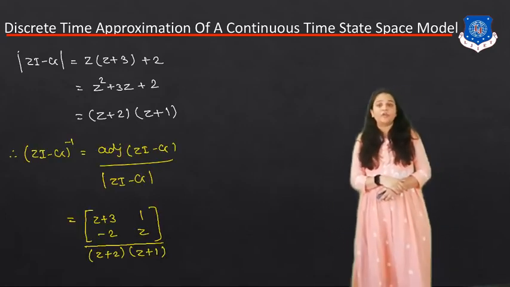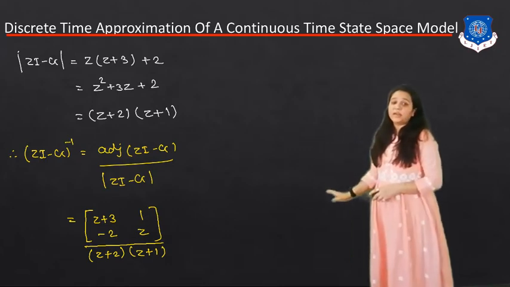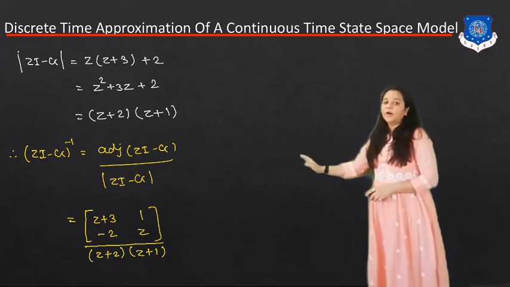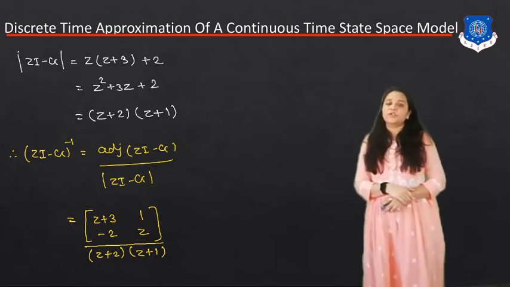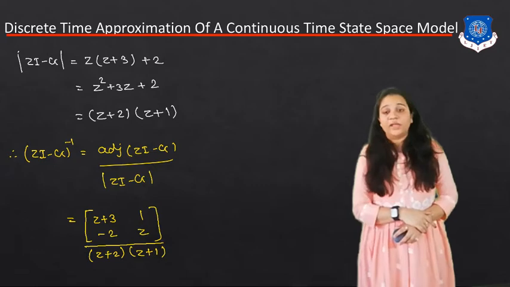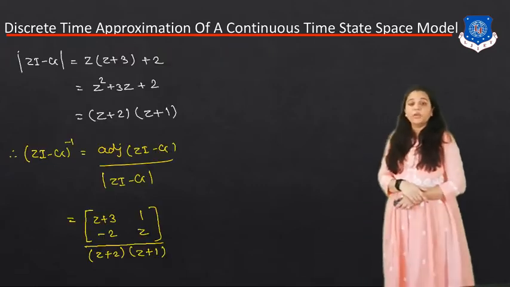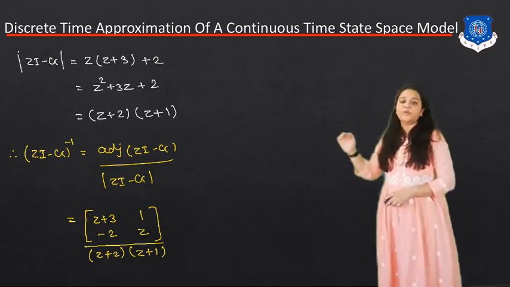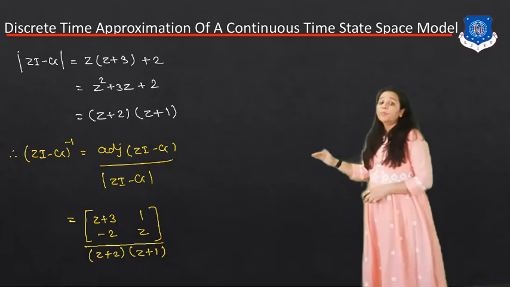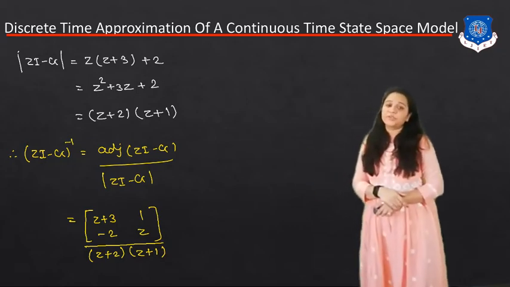This is the factor of this equation. So put the value of adjoint and mode of zI minus A in this equation. We can get z plus 3, 1, minus 2, z, and in the denominator z plus 2, z plus 1. We have to rearrange this matrix. We can get z plus 3 upon z plus 2 z plus 1, 1 upon z plus 2 z plus 1, minus 2 upon z plus 2 z plus 1, and z upon z plus 2 z plus 1.